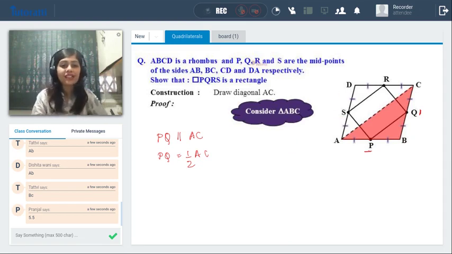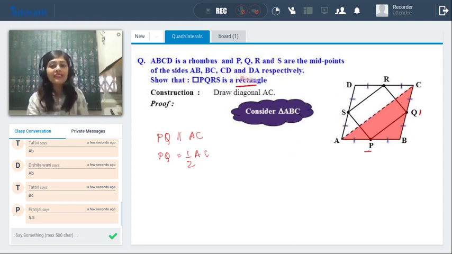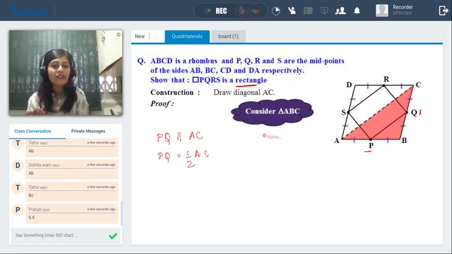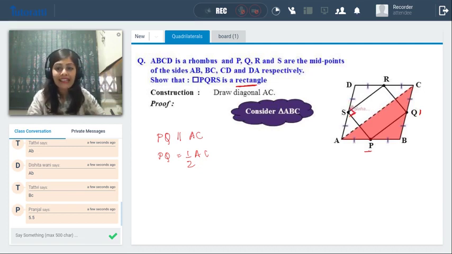Now, students, to prove that PQRS is a rectangle, the first thing we are going to prove is that PQRS is a parallelogram. And next, once we get PQRS as a parallelogram, we just need to prove one angle to be 90 degrees. What is a rectangle? The basic definition of a rectangle says all angles are 90. So we just need to prove one angle as 90 degrees.